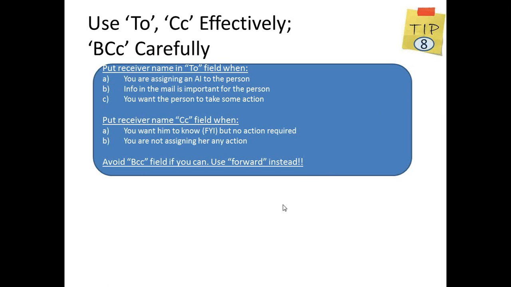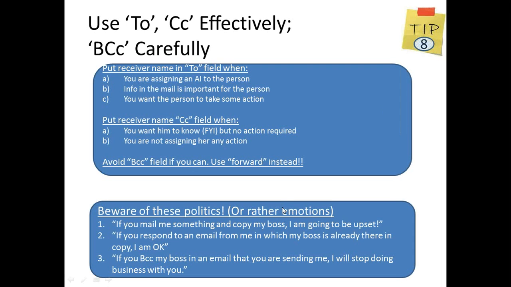Now, also, in an office, there are politics. Please remember, when I say office, it could be your own office, or it could be between your office and your customers, your office and your partner's office. Now, here are the emotions that you should be careful about when you use To, CC and BCC. If you mail me something and copy my boss, I'm going to be upset. Unless you have a reason to copy my boss, please be clear why you're copying my boss. That's the emotion.